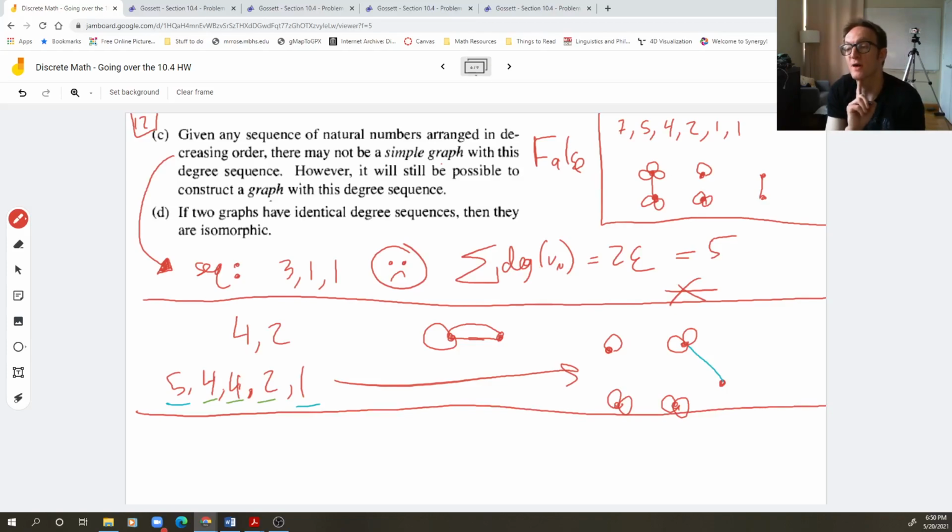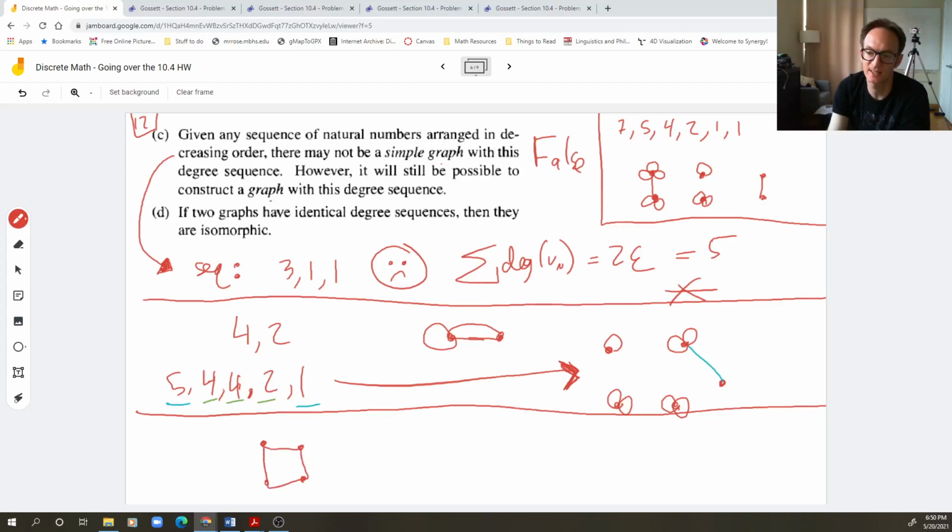If two graphs have identical degree sequences, then they are isomorphic? I think I'm using that term right. Certainly not. Well, this is kind of giving away a later problem, but we've already seen how this is not true, right?